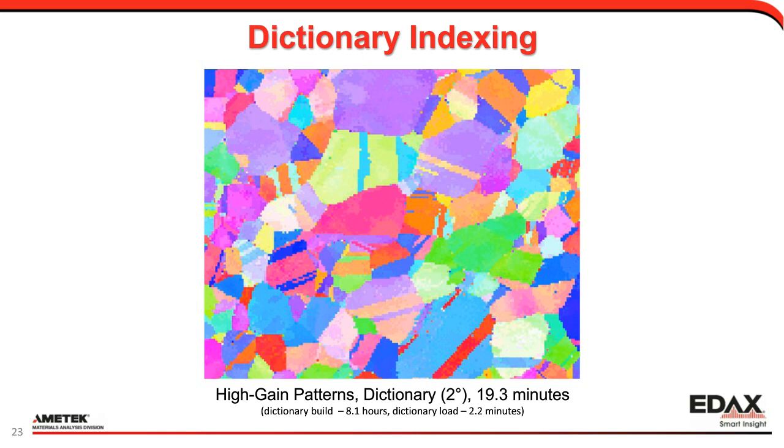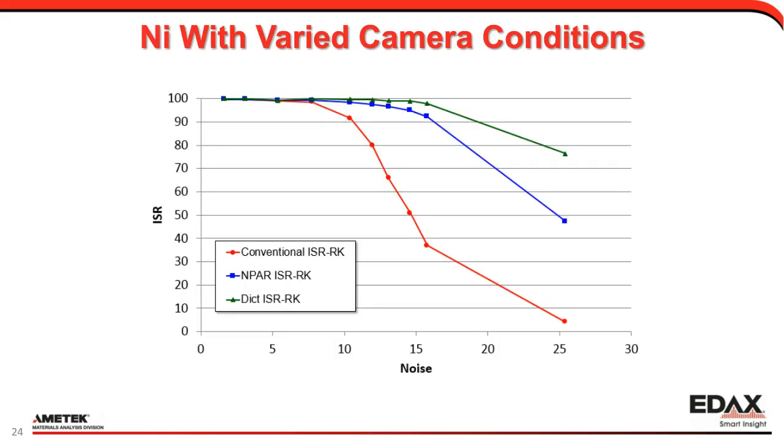So just to quantify those results, ISR stands for indexing success rate. I won't go into how we measure that, but you can see that with the raw Hough indexing, it drops off quickly with noise, getting down to about 5% in that very last pattern, compared to the reference, which is how we're measuring that success. And then the green is the dictionary indexing, and you can see we're at 75% in those very noisy patterns. So it's doing a great job, getting us quite good results.